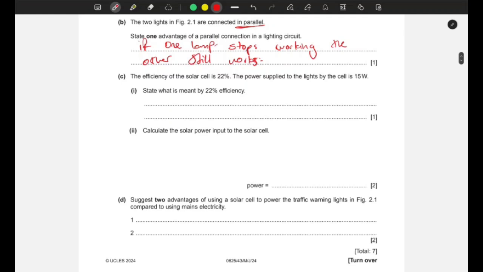Part C. Efficiency of a solar cell is 22%. The power supplied to the light is 15 watts. State what is meant by 22% efficiency. 22% efficiency means the useful energy is 22% of the total energy. That's what it means. So in this case, we have 15 watts, so the useful energy is only 22% of that 15 watts.